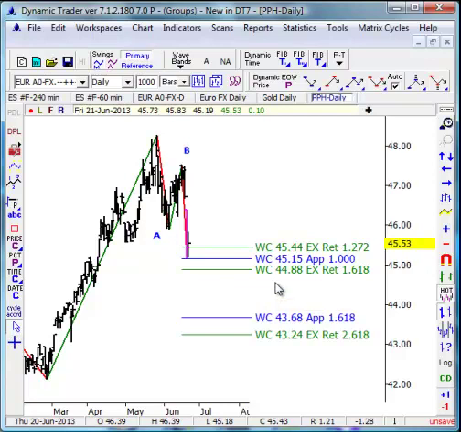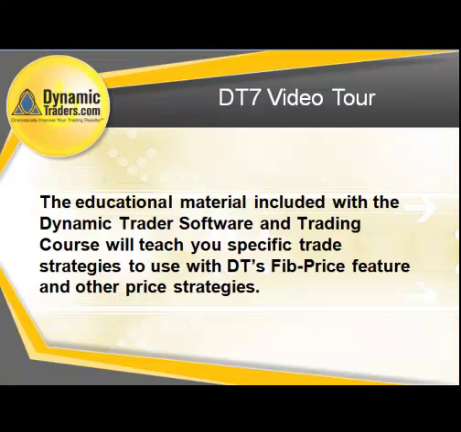Another fast and quick way to do various price retracements, alternate price projections, external retracements, and extensions in Dynamic Trader that's not available to be done in most other software programs. The educational material included with the Dynamic Trader software and trading course will teach you specific trade strategies to use with DT's Fib price feature and other price strategies.